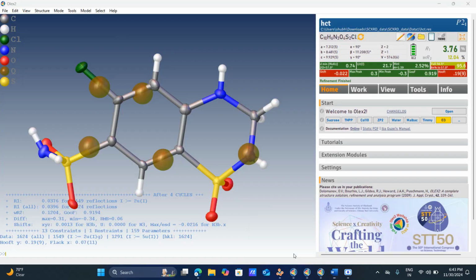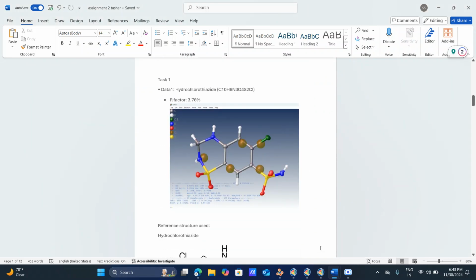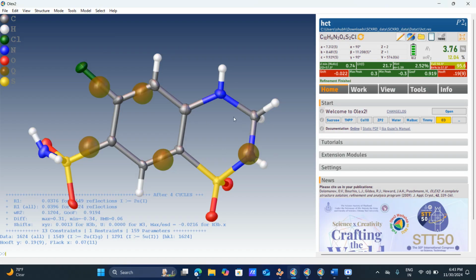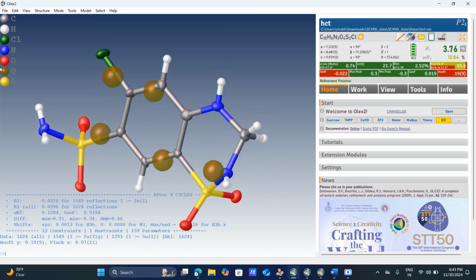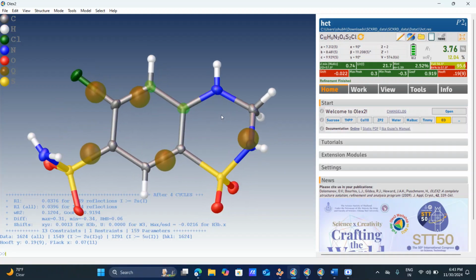Here's the OLEX2 software. Let me just show you something. Assignment to Tushar. Task one is regarding the data, which is hydrochlorothiazide. We have to basically see the structure. Here is the structure of the hydrochlorothiazide. You can see we have different labels. This carbon here is forming a planar ring. Then it is attached here by the nitrogen. One nitrogen is here, one sulfur is here, and another sulfur is there.